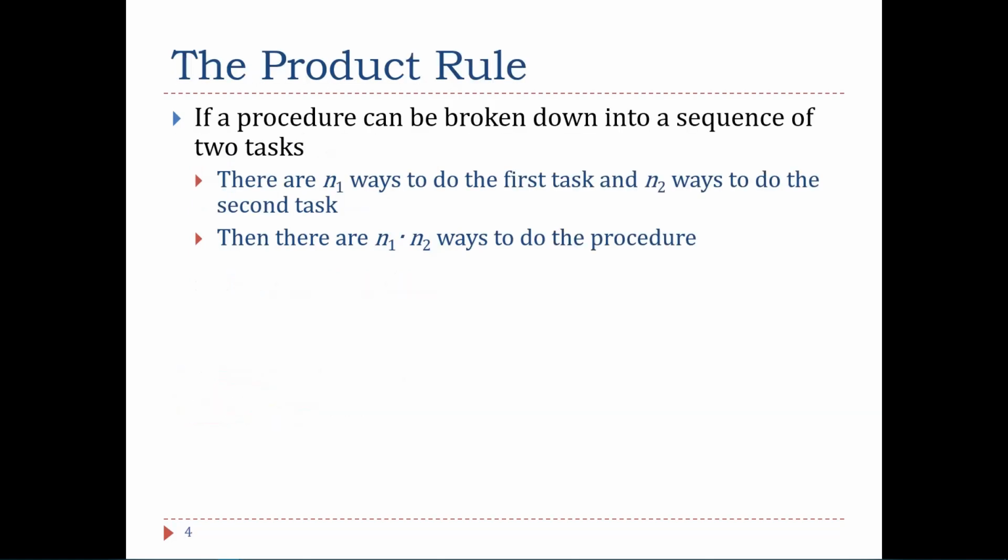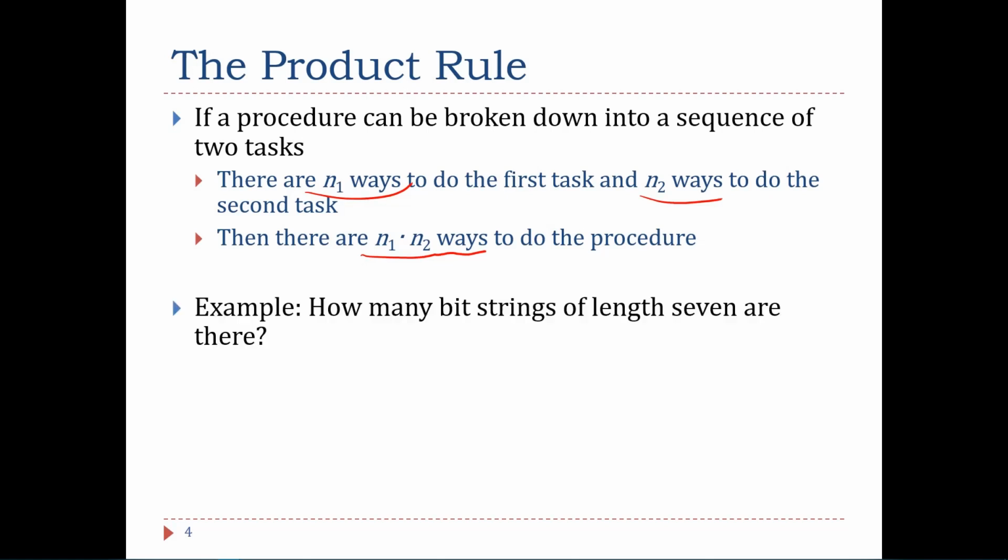So let's start with the first rule, the product rule. The rule says the following: if a procedure can be broken down into a sequence of two tasks, for the first one you have n1 different ways to achieve it, and you have n2 different ways to achieve the second task, then the procedure can be achieved in n1 times n2 different ways. Let's see a couple of examples on this.